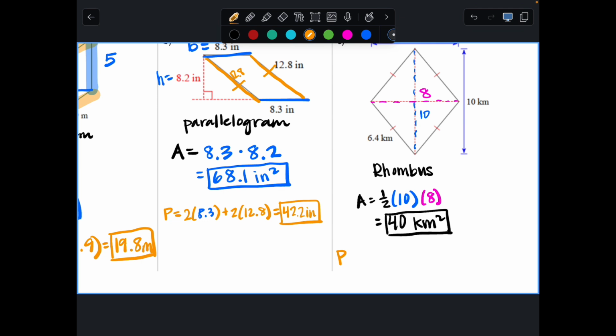And it gives us the length of one side here, 6.4, but we know all four sides are congruent. So the perimeter is going to be 4 times 6.4, which is 25.6.